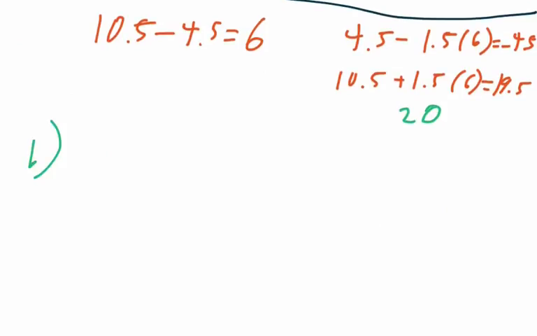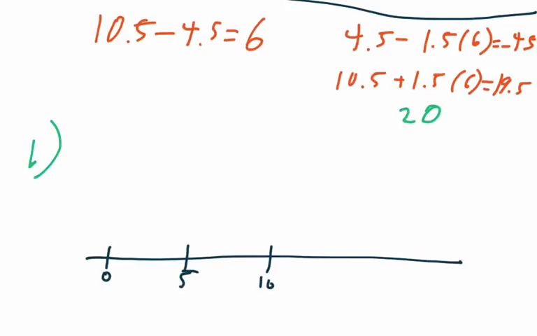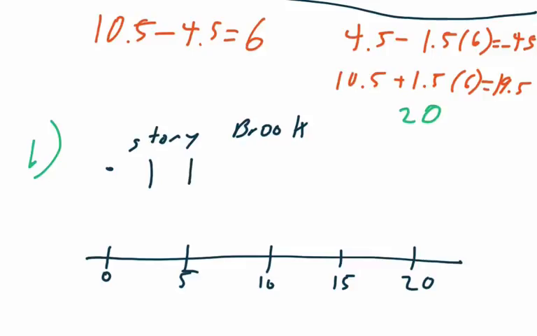For part B, I'm going to draw the distribution. So here's 0, 5, 10, 15, and 20. The first one is for Stony Brook, and I'm going to label it. My lowest number is 0. Q1 is 3.5. The median is right at 5. Q3 is at 7.5, which is right in between 5 and 10. And my highest number, which was not an outlier, is 12.